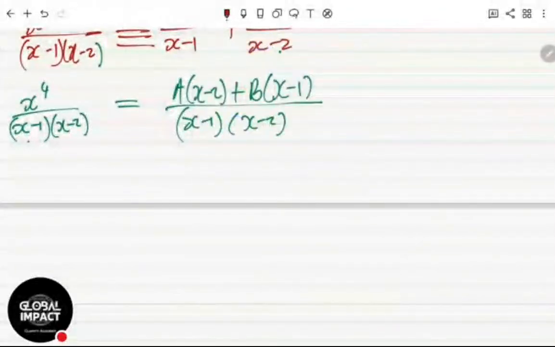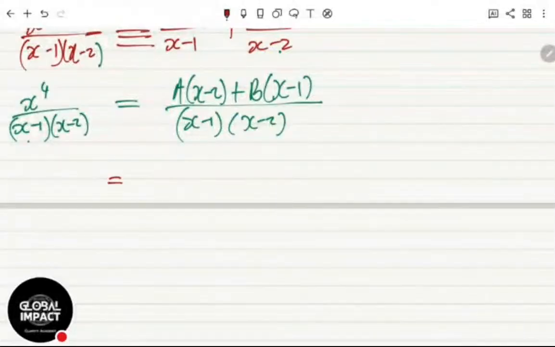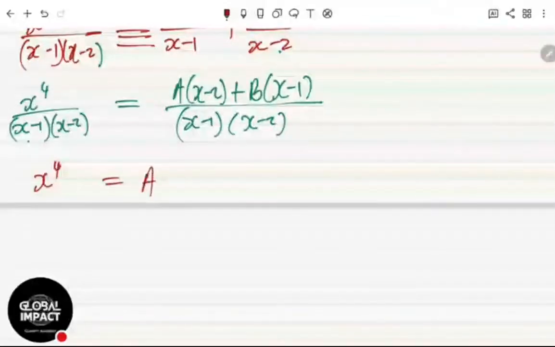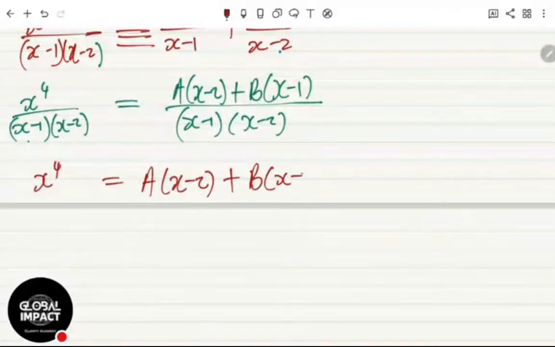Now, what do you do here? You are going to say, what is this going to be? x to the 4. Here, you can simplify if you want. You don't even have to simplify. Once you have written this statement, you can look at these fractions and say that these two fractions are equal, and they have exactly the same denominators. That means the top must also be exactly the same. x to the 4 is going to be equal to a multiplying x minus 2 plus b multiplying x minus 1.